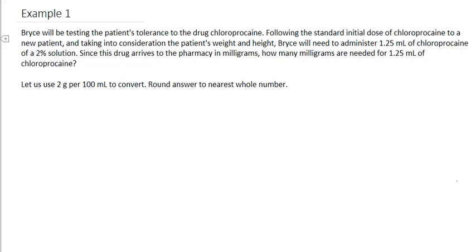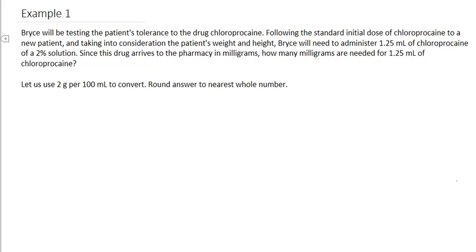Example 1. Bryce will be testing the patient's tolerance to the drug chloroprocaine. Following the standard initial dose of chloroprocaine to a new patient and taking into consideration the patient's weight and height, Bryce will need to administer 1.25 milliliters of chloroprocaine of a 2% solution. Since this drug arrives to the pharmacy in milligrams, how many milligrams are needed for 1.25 milliliters of chloroprocaine? Let us use 2 grams per 100 milliliters to convert, and we're going to round our answer to the nearest whole number.